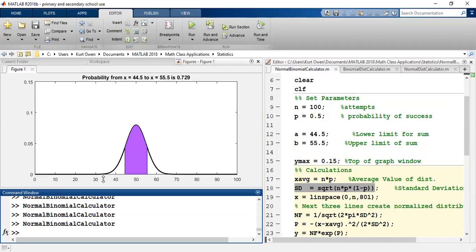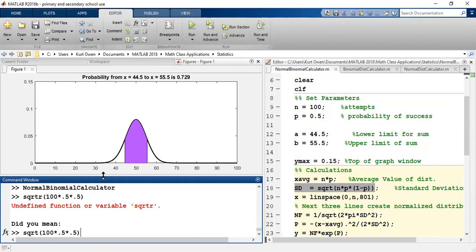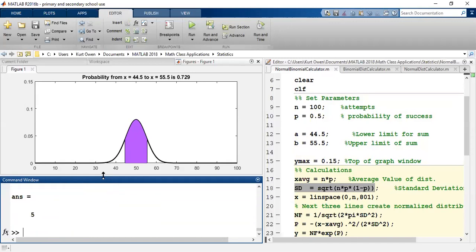If you had 100 attempts at tossing a coin, we would want to find the square root of 100 attempts times the probability of success, 0.5, times the probability of failure, also 0.5. I just had a spelling error, and we can see that the standard deviation for this experiment would be 5. So we know that the average is 50 and the standard deviation is 5, and we want to find the probability of getting between, we'll say, 44.5 and 55.5 heads.